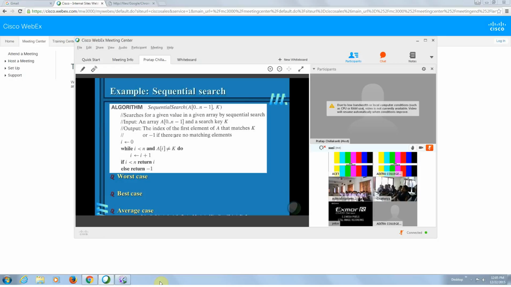Okay, and then the output is the index of the first element of a that matches k, or minus 1 if there are no matching elements. Okay, you all understand the problem there? Put it in chat if somebody does not understand, okay? I don't see anyone putting it in chat. I assume you all understand. It's trivial, right? So how do you solve that problem?